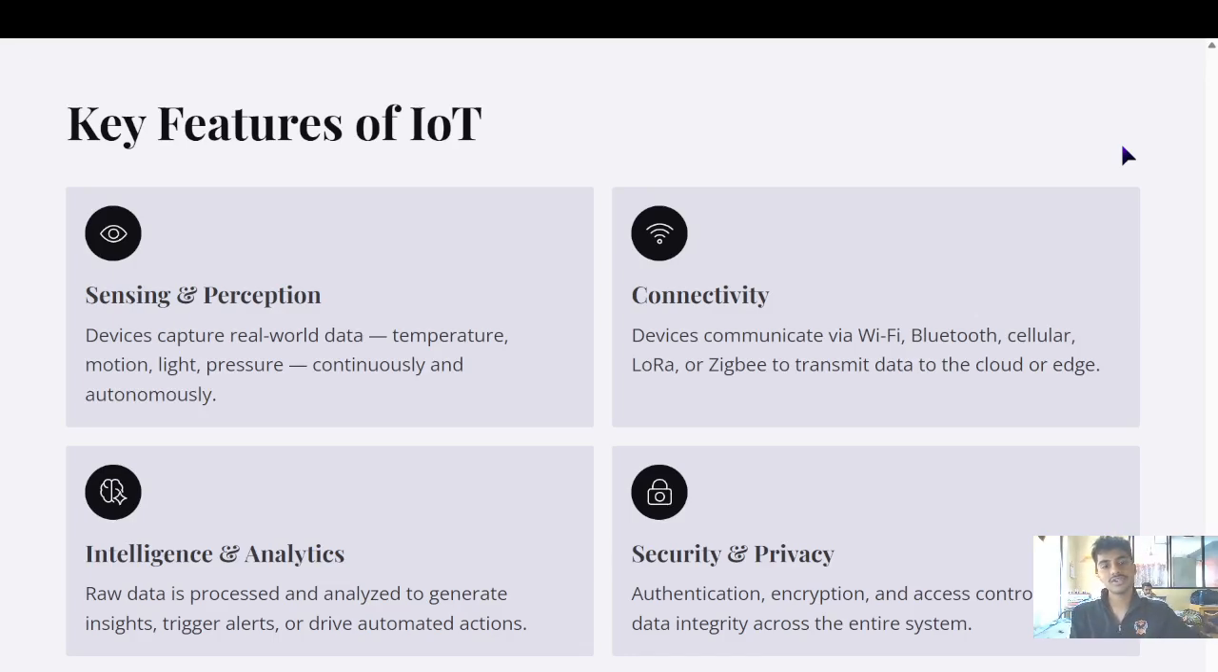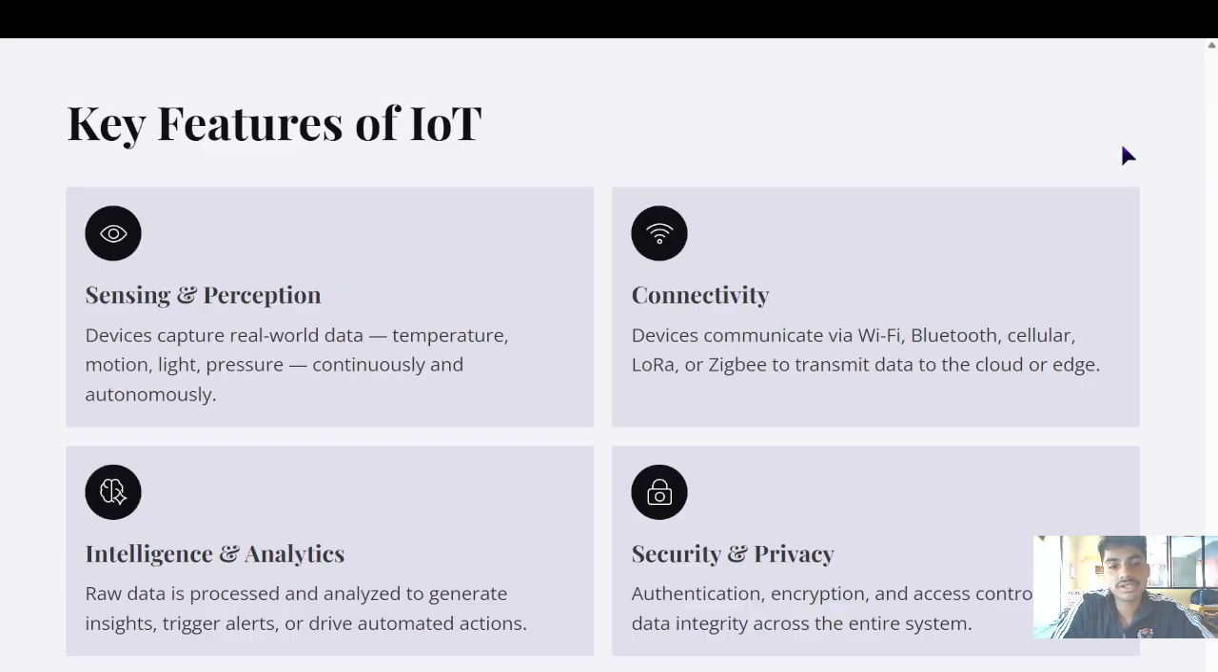So this was about IoT, and let's talk about some of its key features. We have four important key features of IoT. First is sensing and perception. Devices continuously collect data such as temperature and sunlight, and transform it into very useful data from the different sensors, allowing them to work on it. The second is connectivity. This data is transmitted using technologies like Wi-Fi, Bluetooth, Zigbee, and cellular networks as well.